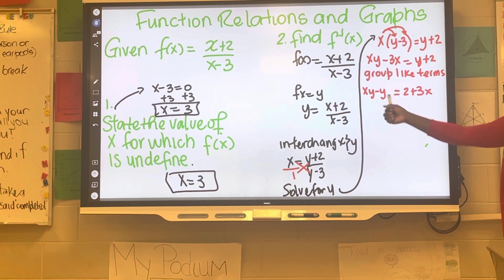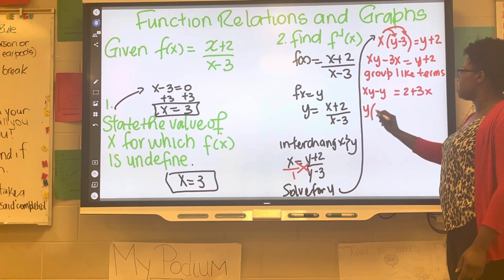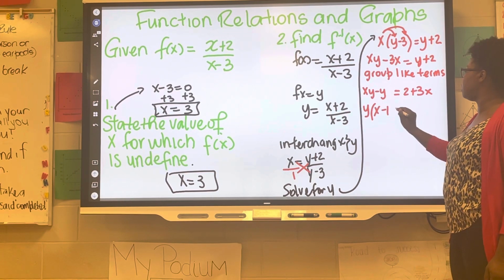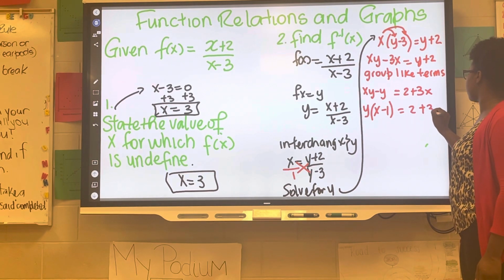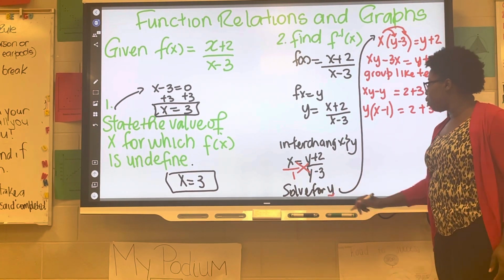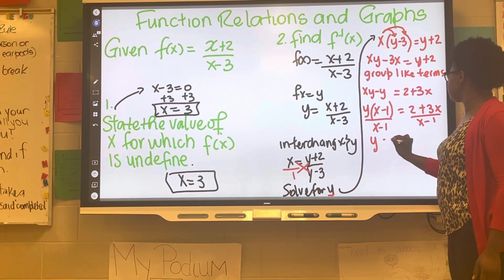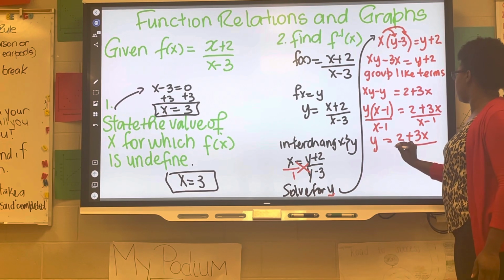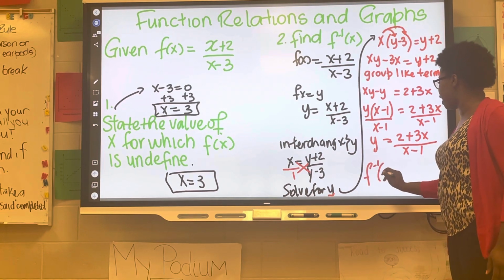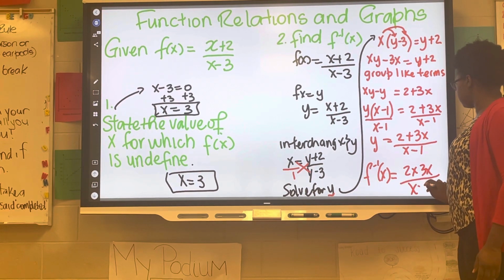Now we have the y's here, but they do have a common factor, which is y. So you have to factor out that y. So y into xy, you're left with x. y into negative y is a negative 1. And that's 2 plus 3x. So from here, we want to solve for y. So we have to divide both sides by x minus 1. So y is equal to 2 plus 3x all over x minus 1. So f inverse of x is equal to 2 plus 3x over x minus 1.